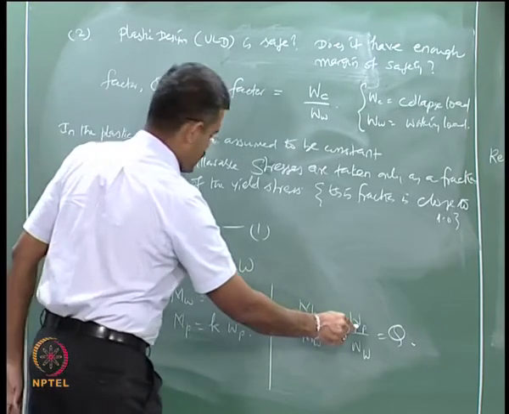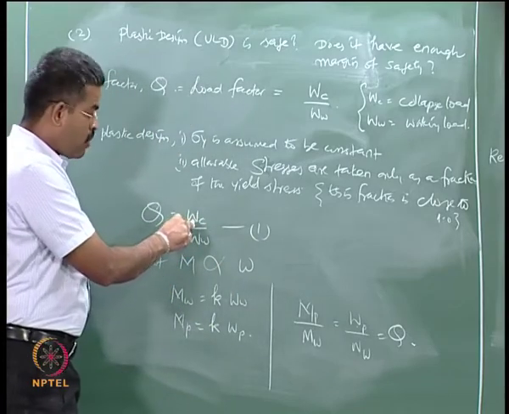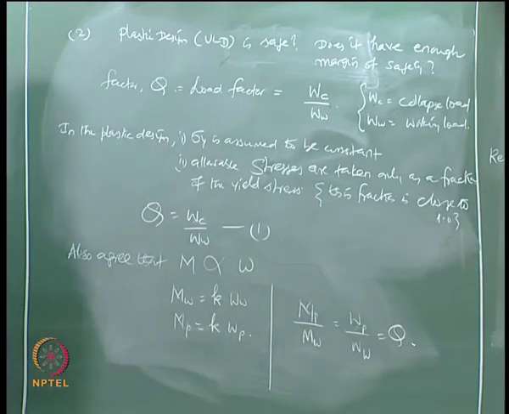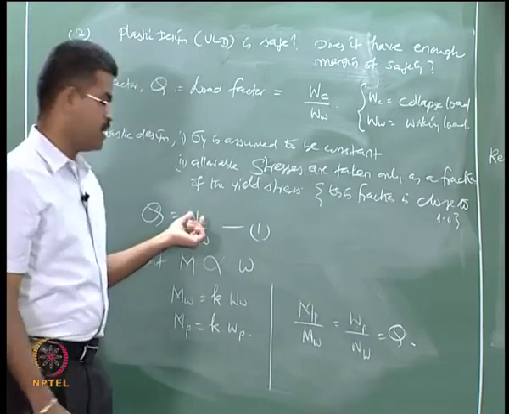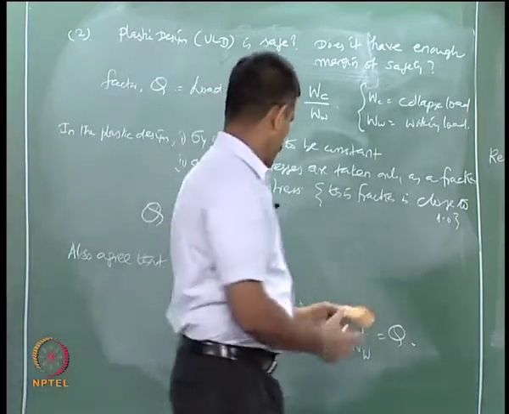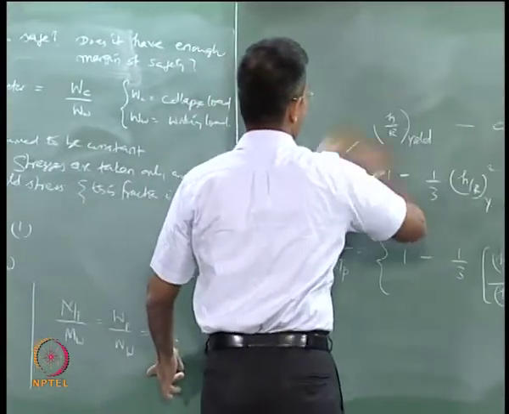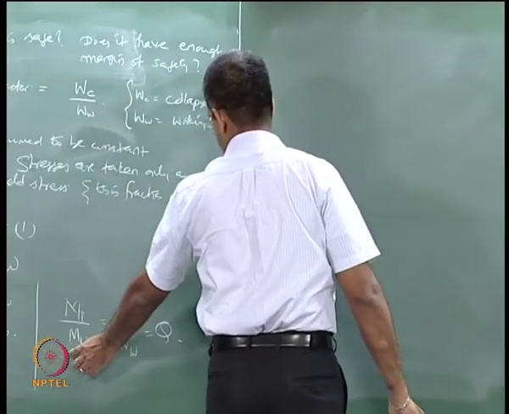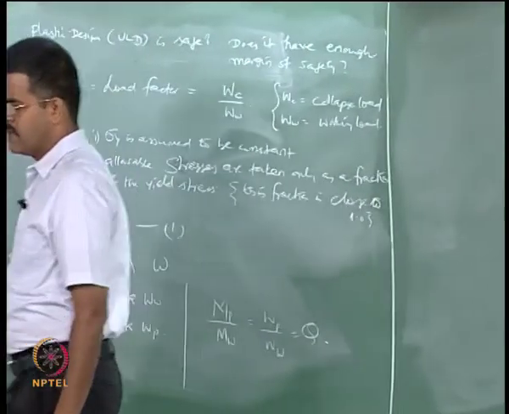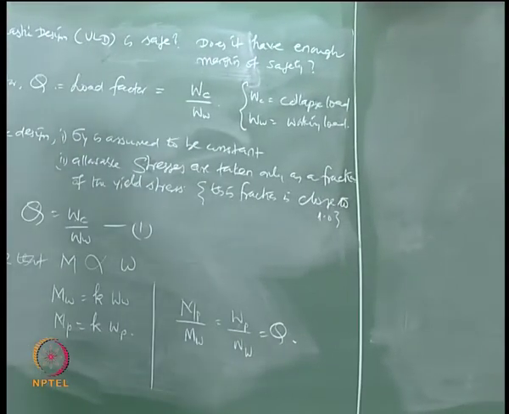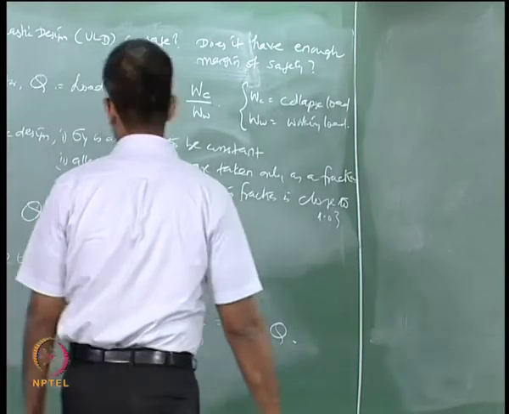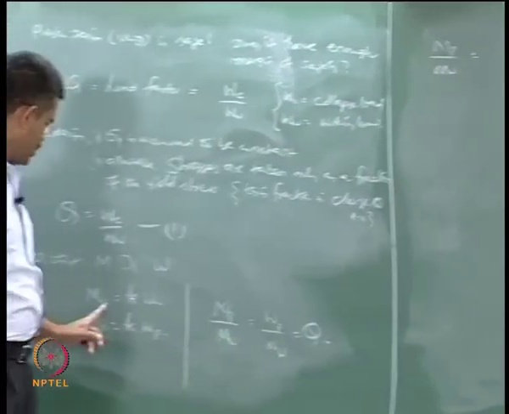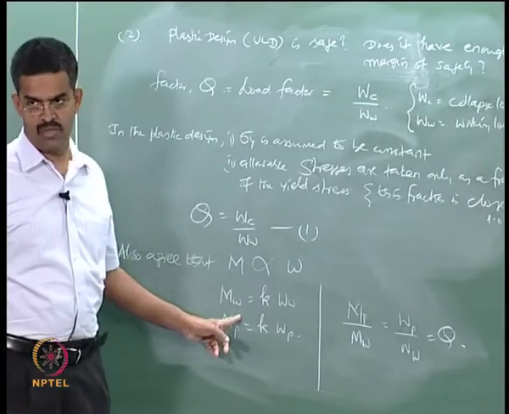Why I am saying WP is the same as WC? Because beyond that value the structure will collapse, okay. P stands for plastic design, so I can always say this is the same as collapse load. So once we agree on this, let us expand the left hand side of this equation. Let us say MP by MW, MW stands for working moment based on working loads.